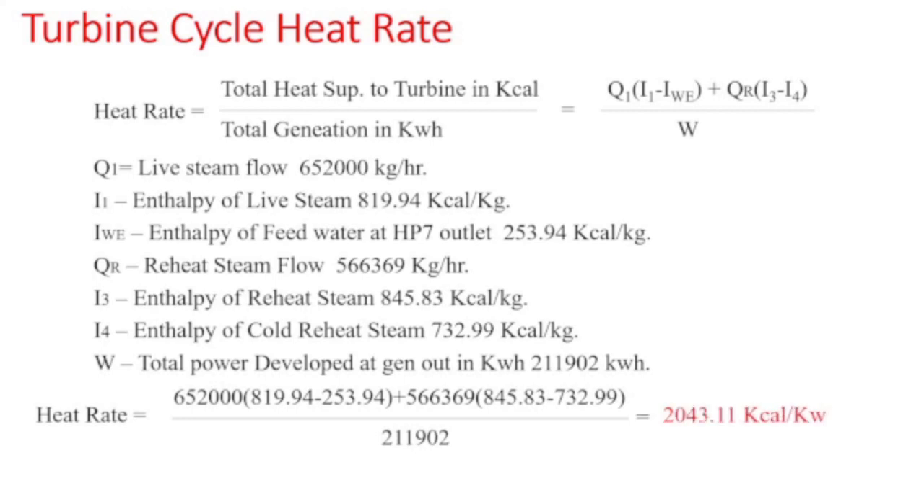So if you calculate with the formula given, the turbine cycle heat rate comes out to be 2043.11 kilocalories per kilowatt hour. So you can say that at 210 megawatt the heat rate would be 2043.11 kilocalories per kWh. This heat rate can be calculated at various loads, keeping the load constant at a particular 180 megawatt, then at 160 megawatt, at 150 megawatt, like that, and the heat rate can be calculated on all these loads.